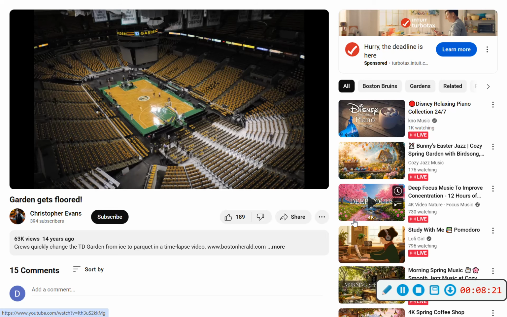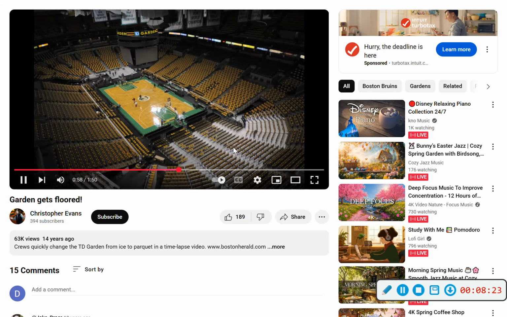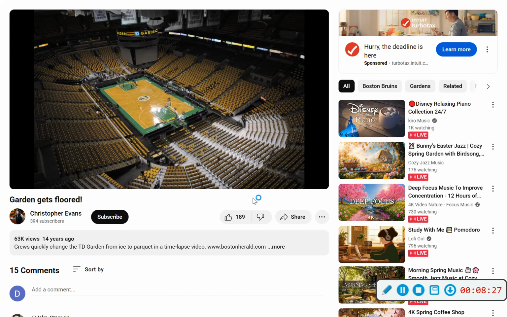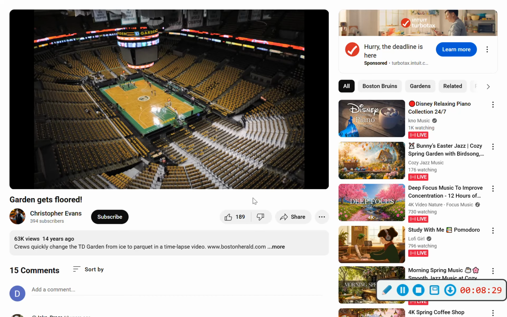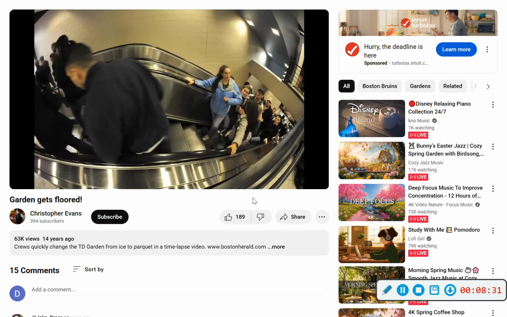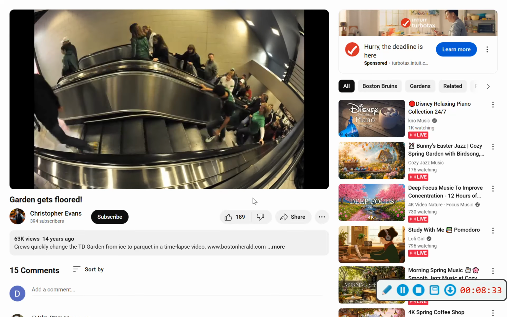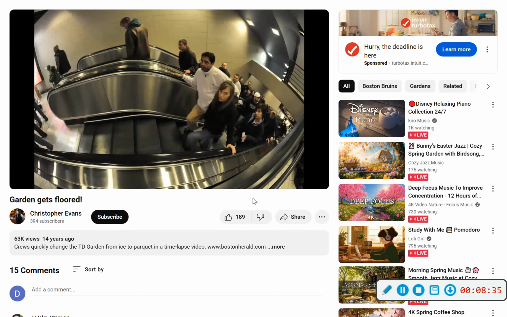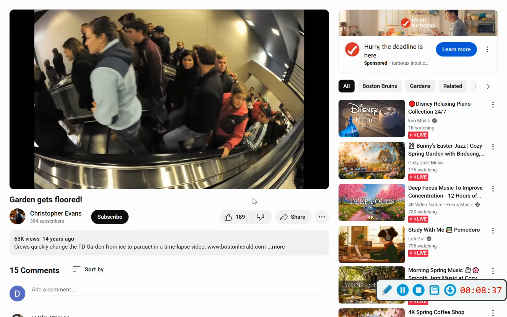And then look, they get to add stands right here because it's a smaller arena, so they have floor seats over there. And that is how they change a hockey rink to a basketball court.